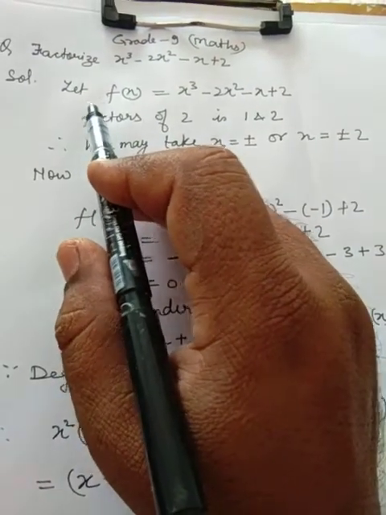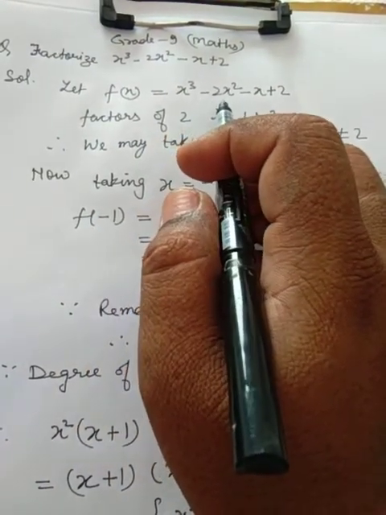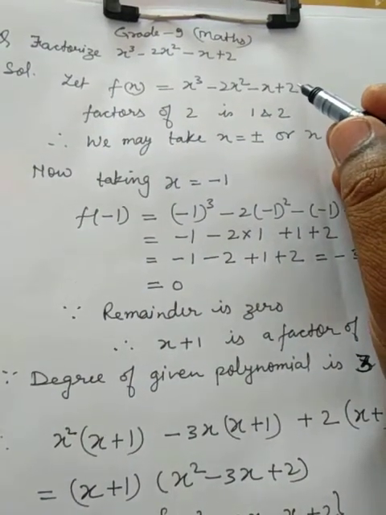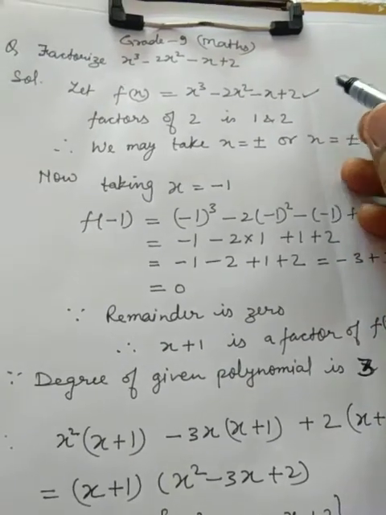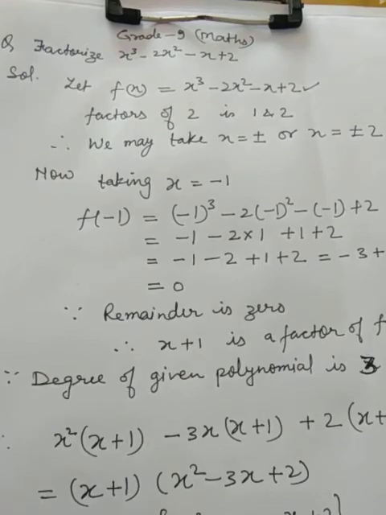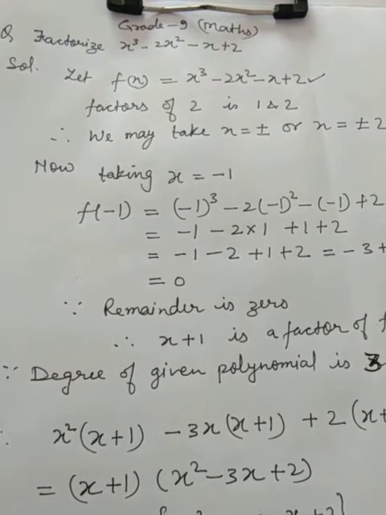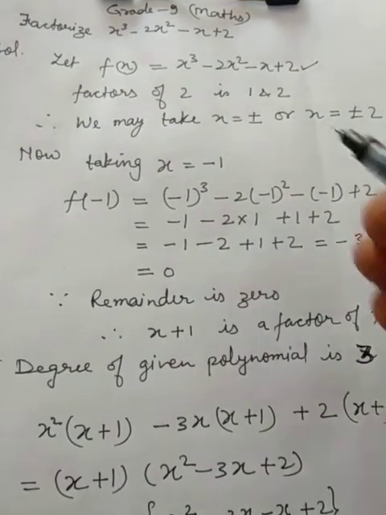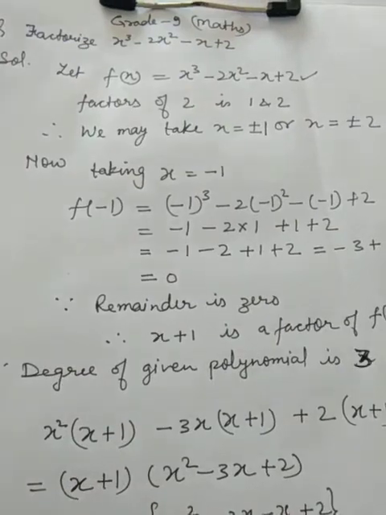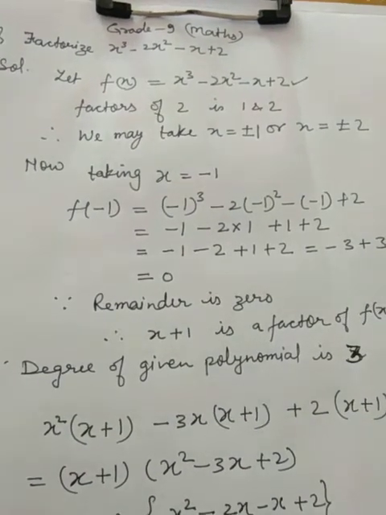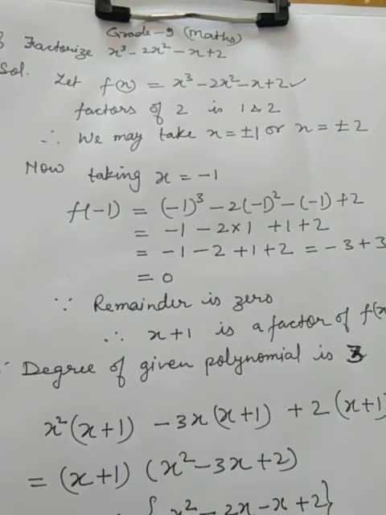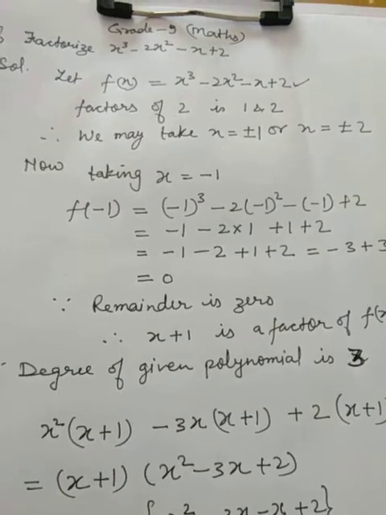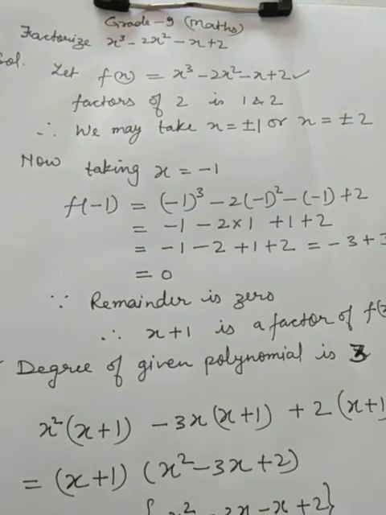Let us consider f(x) equals x cube minus 2x square minus x plus 2. The first method to solve such a question is to find the factors of the constant term. The constant term is 2, so the factors of 2 are 1 and 2. So, we are free to take the value of x as plus or minus 1, or plus or minus 2. You may take x equals plus 1, or x equals minus 1, or x equals plus 2, or x equals minus 2, right.